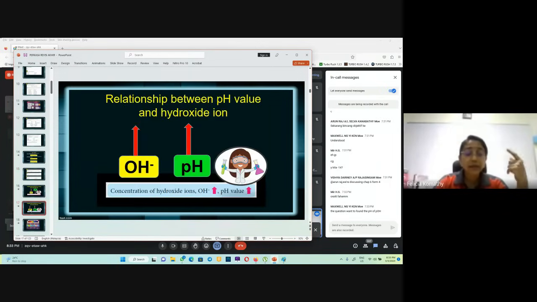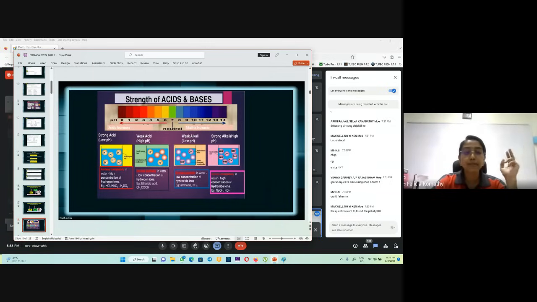Okay. So the relationship between the concentration and the pH value is very important. Those who don't know the relationship, remember for acid the direction is opposite. If hydrogen ion increases, pH decreases. But for alkali, they go in the same direction. If hydroxide increases, pH also must increase. Remember that. Next, you have to know about the strength of acid and base. When we talk about the strength of acid and base with the pH value, this is very important.